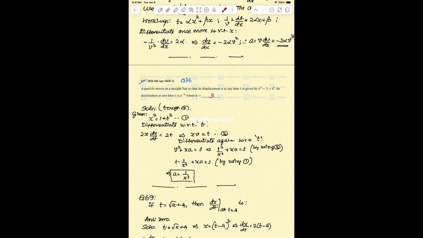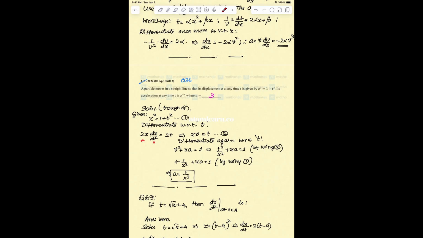Let me just repeat this. You are given x squared equal to 1 plus t squared, which is straightforward. Either you could use x equal to root of 1 plus t squared, and then dx by dt, and then acceleration at any time t, or straight away go about differentiating with respect to time.